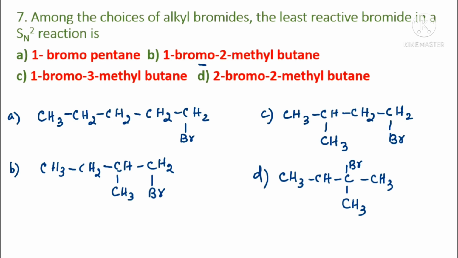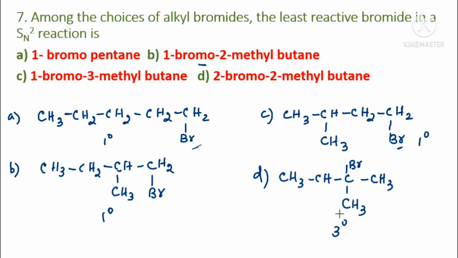Now we should find out which is the least reactive. So normally this is a primary, since the alkyl halogen group is attached to a carbon atom which is attached to one more carbon. And here this is also primary because the halogen is attached to a carbon atom which is attached to one more carbon atom. And check this one, this is also primary because the halogen is attached to the carbon atom which is attached to one more carbon atom. But here, see, check this one, this is tertiary because the halogen is attached to a carbon atom which is attached to three more carbon atoms.